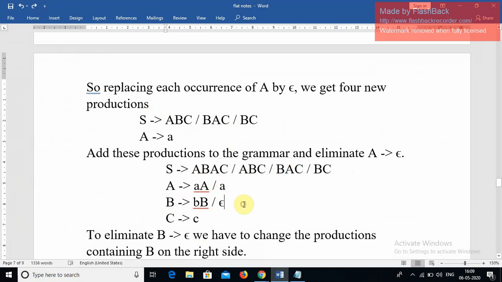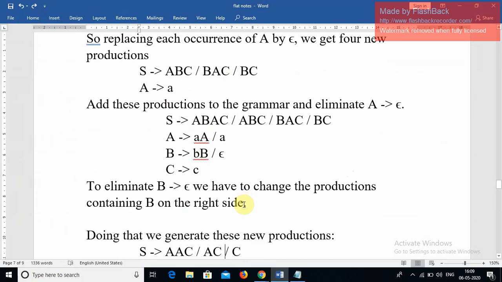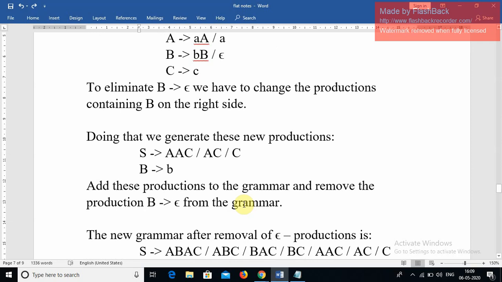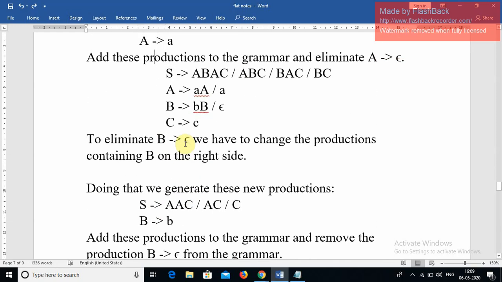Okay, and B to epsilon we have to remove. The same procedure we have to follow. So substitute B in the grammar wherever we have a B in the right hand side. Okay, this is the grammar, right? So not the entire grammar, we just take this part only. Okay, first we have this grammar only.